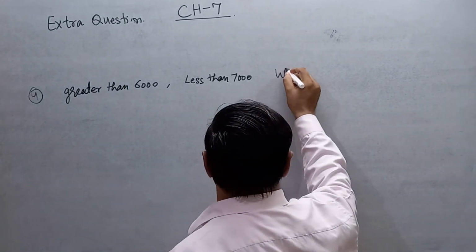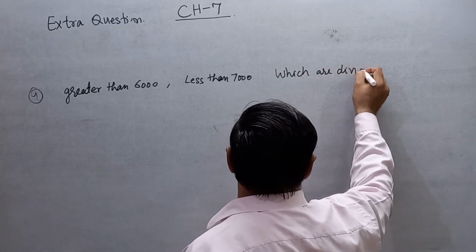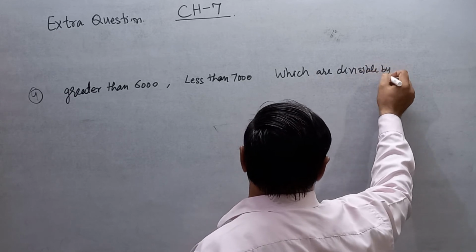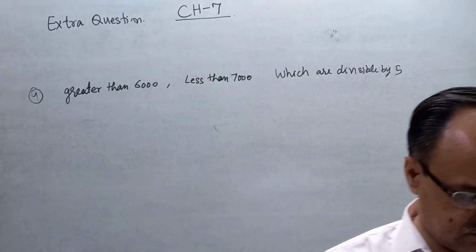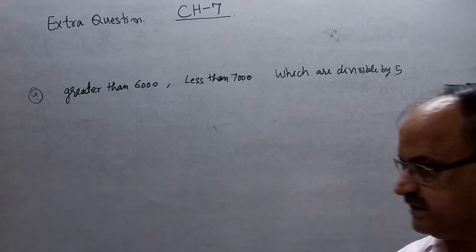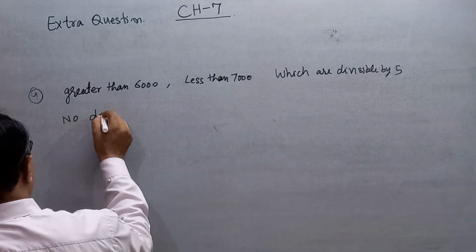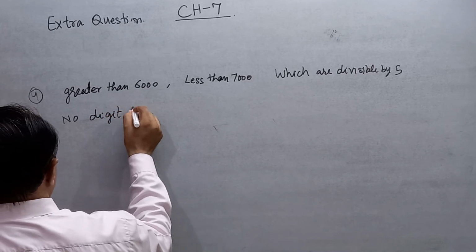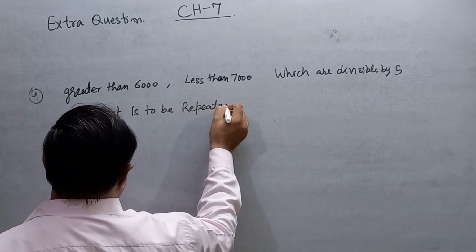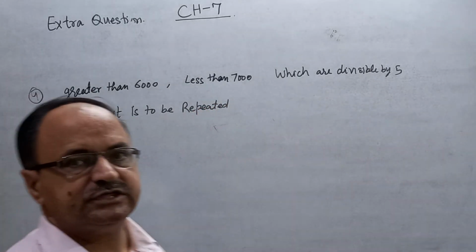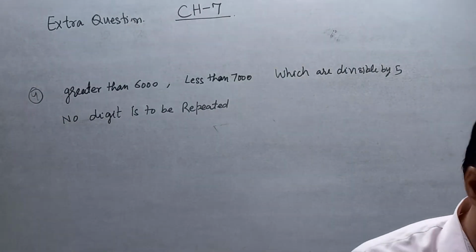Condition: which are divisible by 5, and no digit is to be repeated. Clear? This is the question. Can you solve?